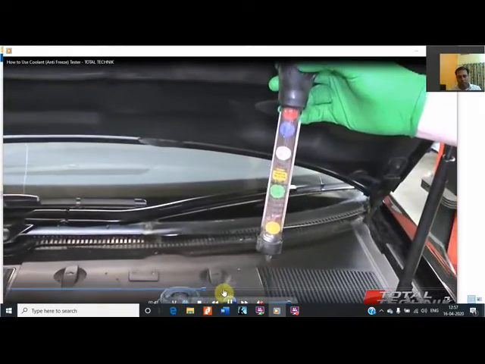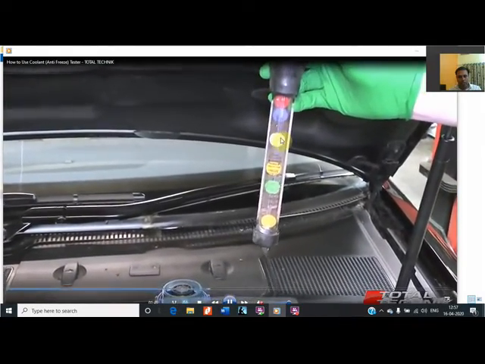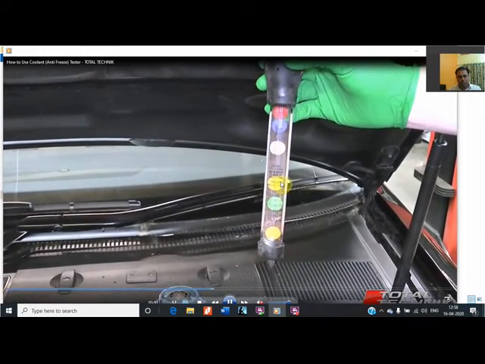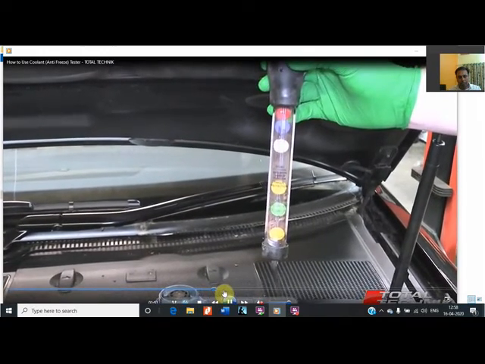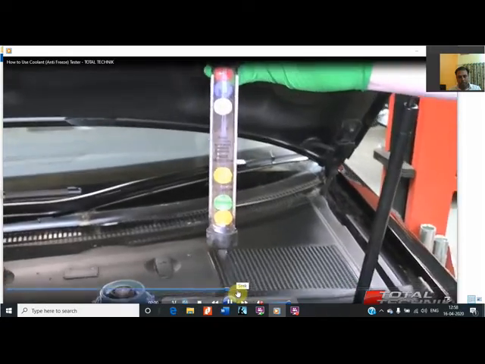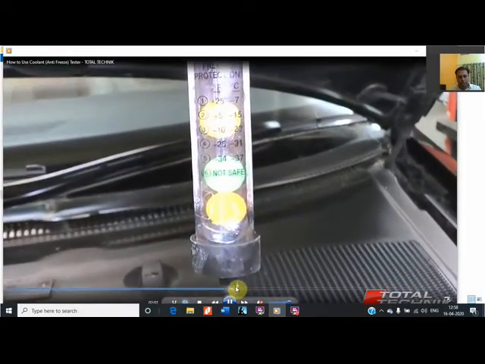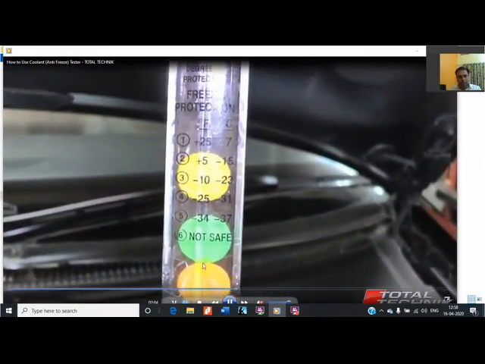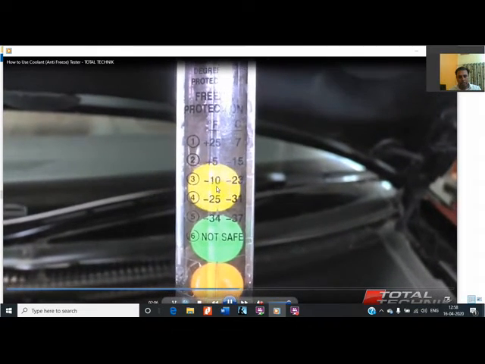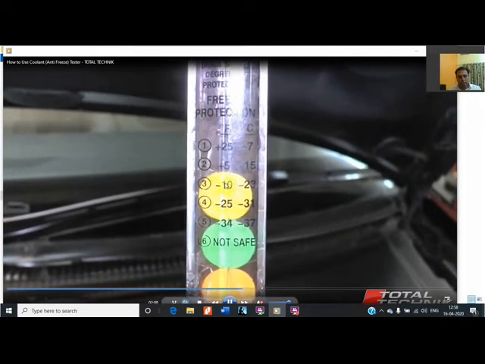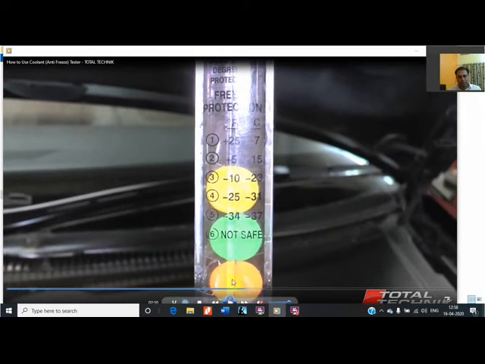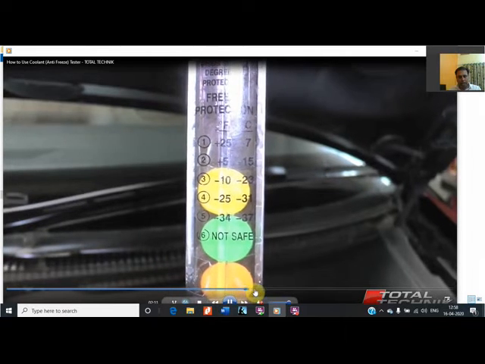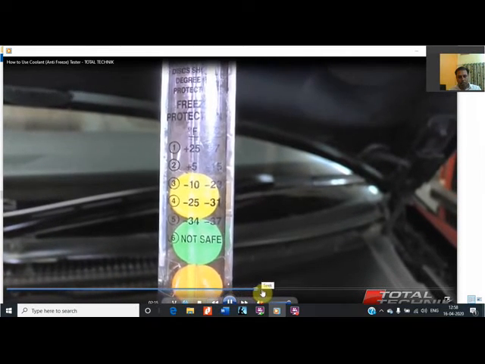What we will see when the floats are allowed to settle is that 3 floats remain at the upper side and 3 floats come down, depending on the specific gravity of the coolant, and that specific gravity reading is converted into the temperature reading. Now we are seeing the yellow one coming down to the 23 degree centigrade mark, which means the freezing point of this coolant is minus 23. That is fairly good if we are using it in a colder place.